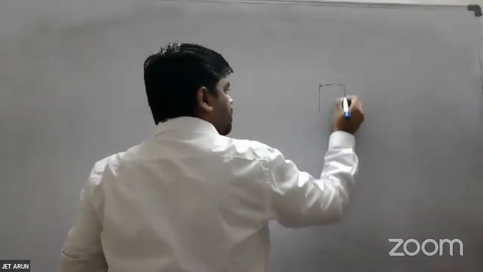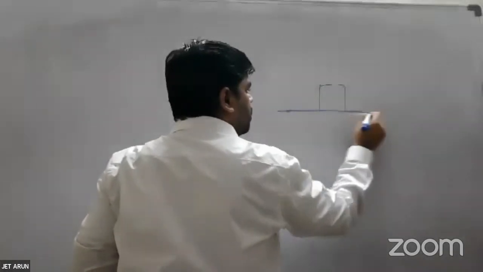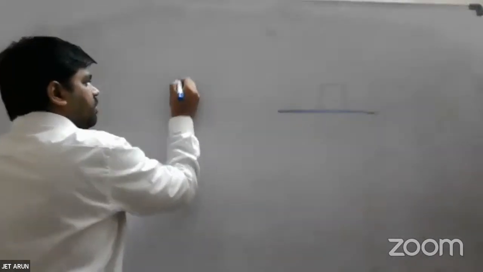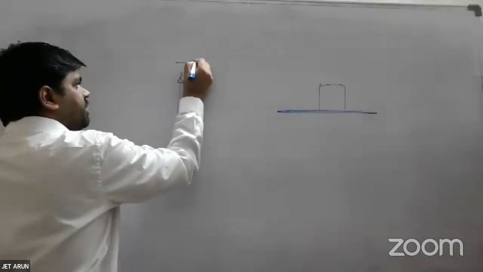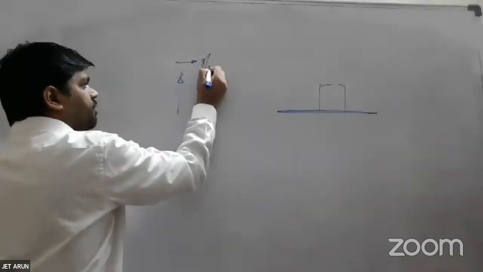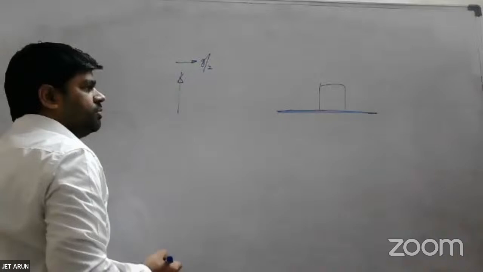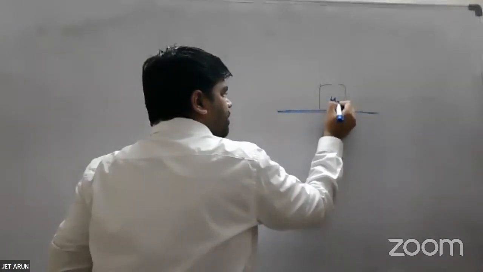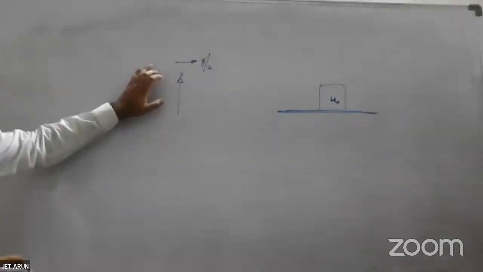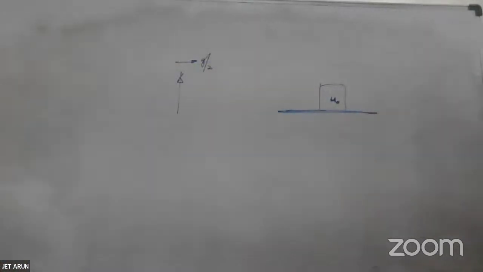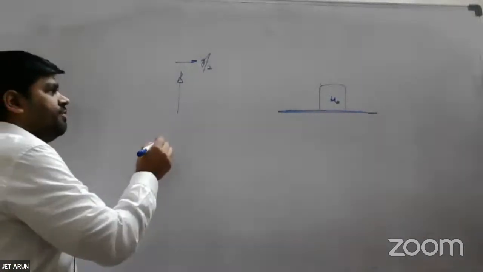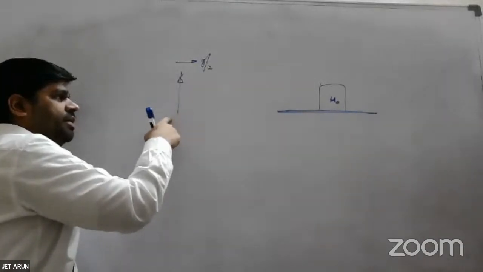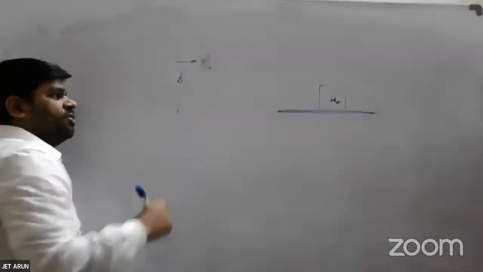I've got a block. I've got a person here moving with an acceleration of g by 2. And this is on the ground, this mass block, the mass of the block is m0. The acceleration of the person over here is g by 2 towards the right. What is the pseudo force acting on it? If I consider this block with respect to the reference frame attached to the man, what is the pseudo force acting on the block?